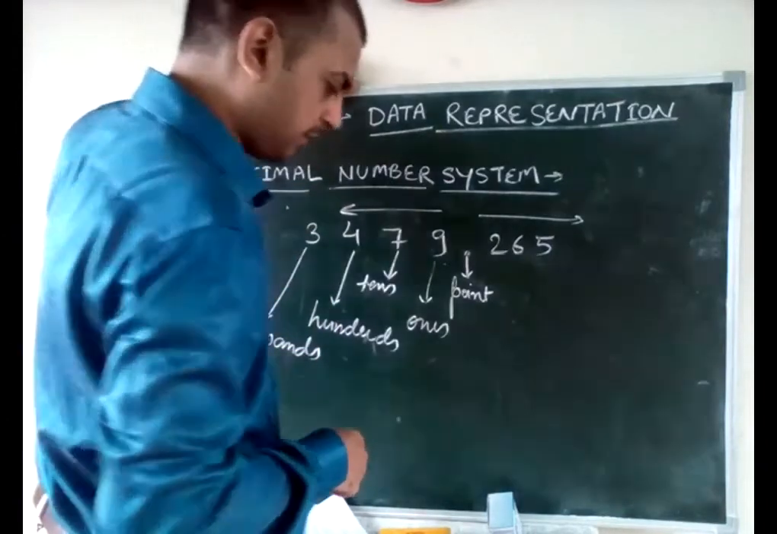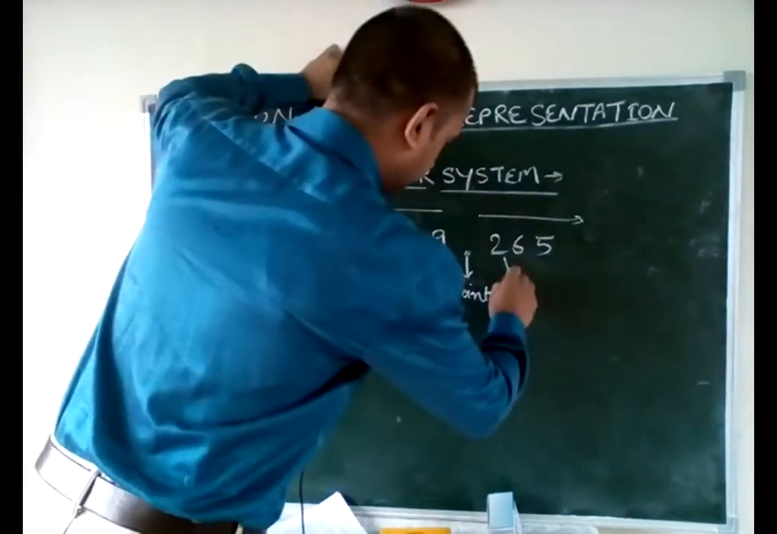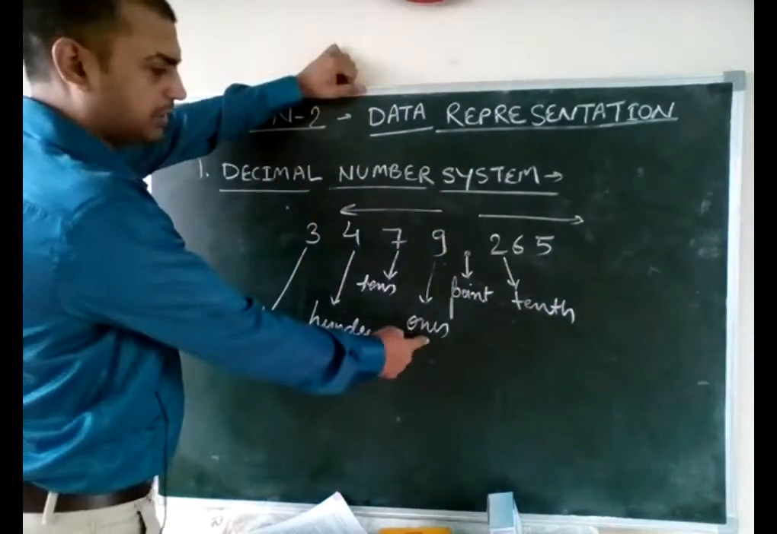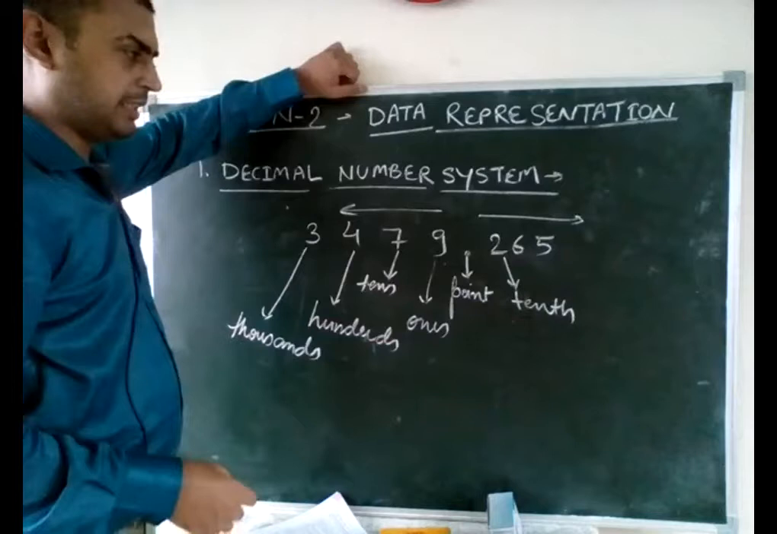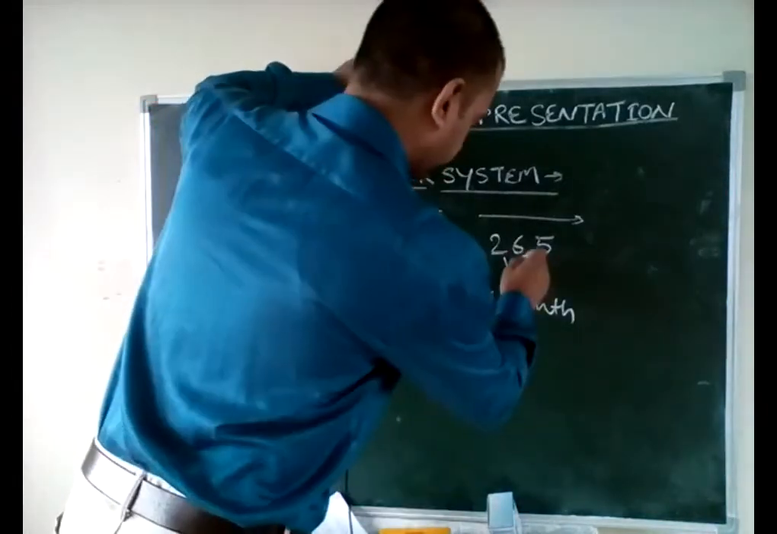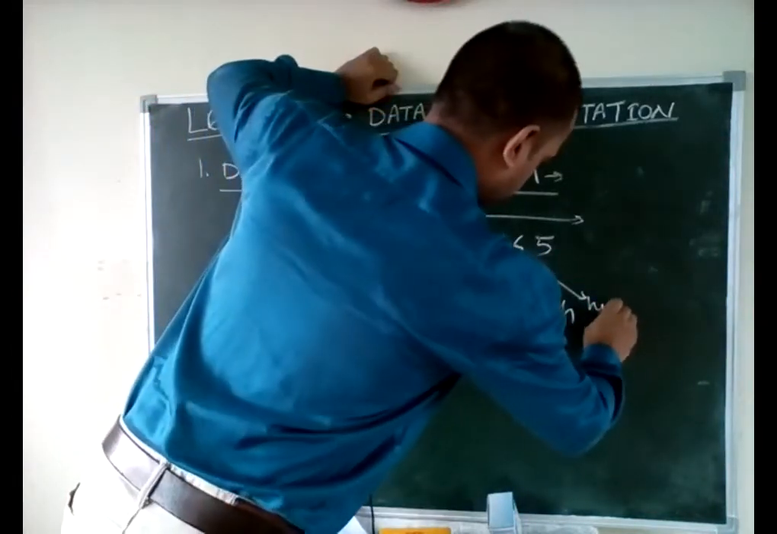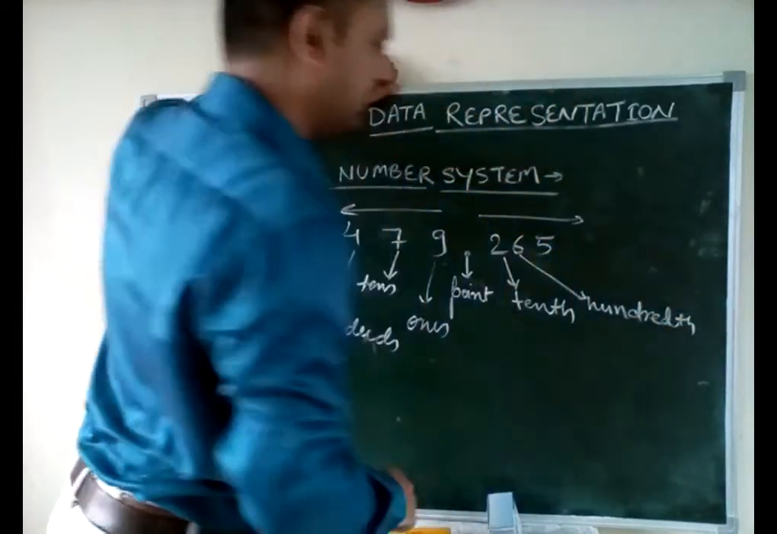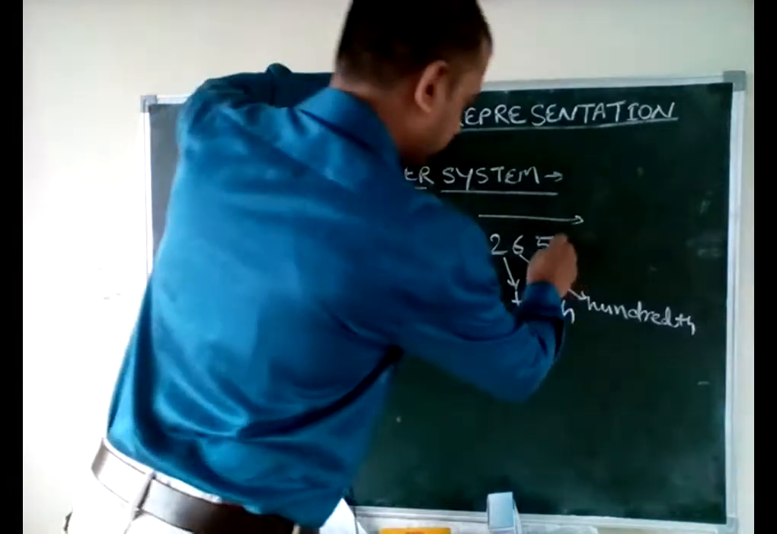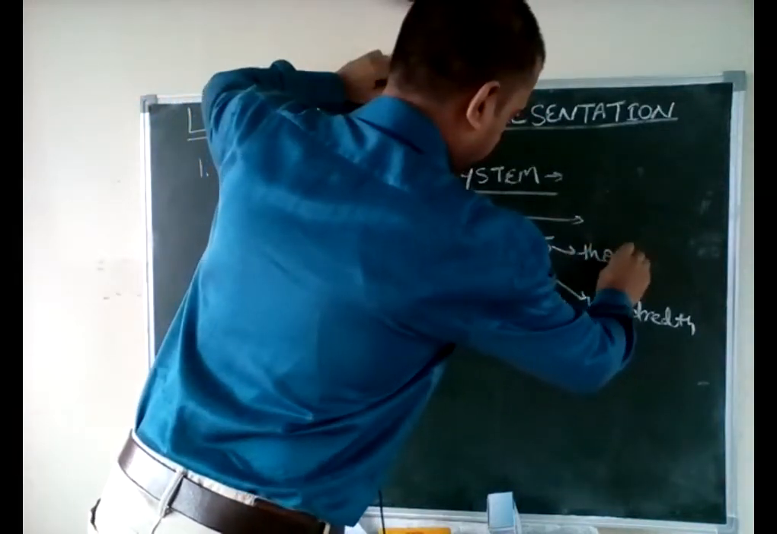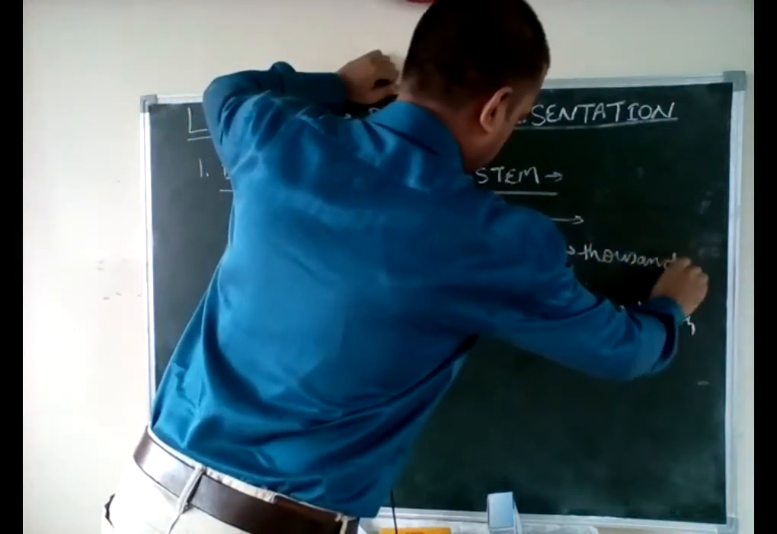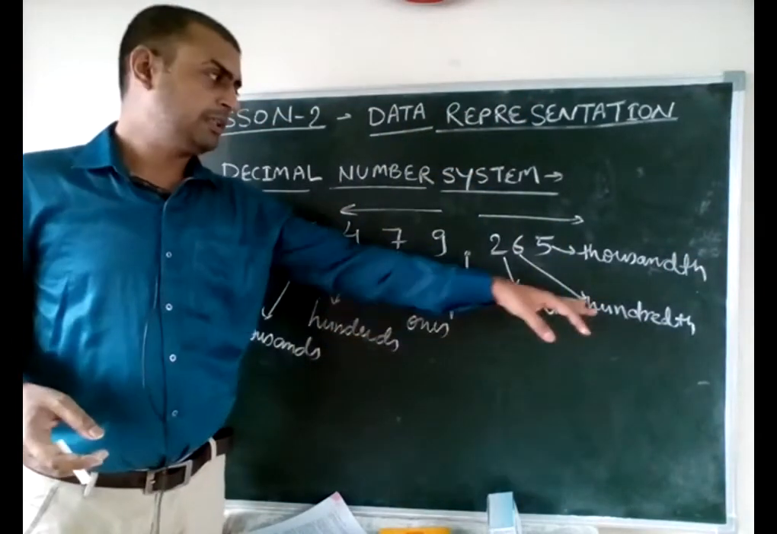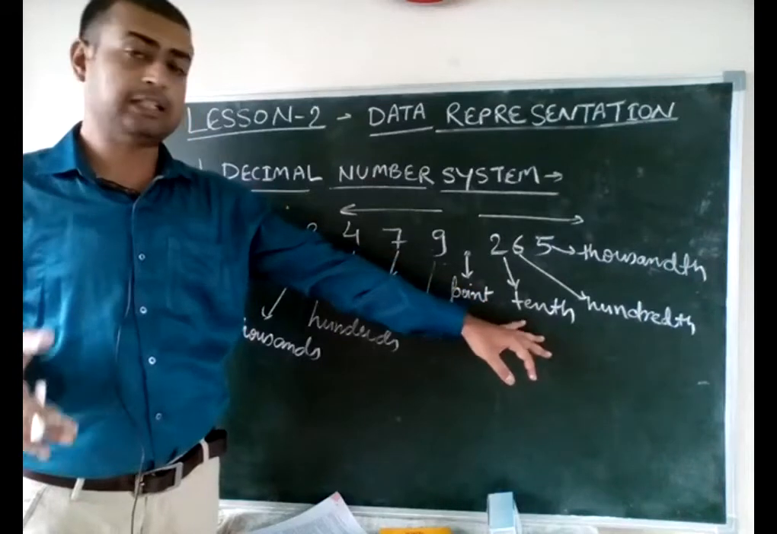This is called tenth. This is ones, so this is tenth, we will add th, tenth. This is called hundredth. This is called thousandth. This is called hundredth. This is called tenth.